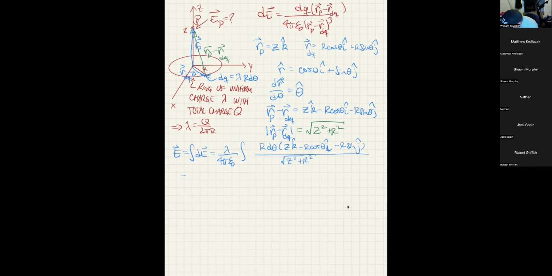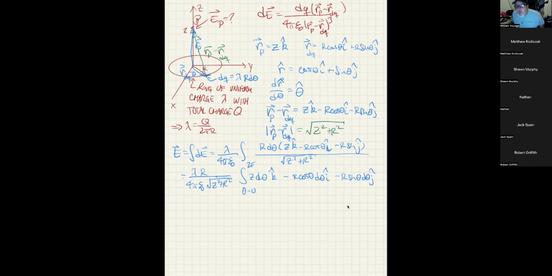So I end up getting lambda R over 4 pi epsilon naught square root Z squared plus R squared, times the integral of Z d theta k hat, theta equals 0 to 2 pi, minus R cosine theta d theta i hat minus R sine theta d theta j hat.